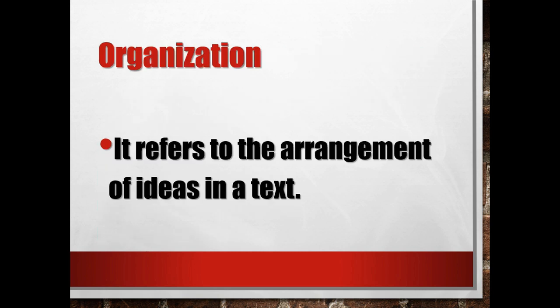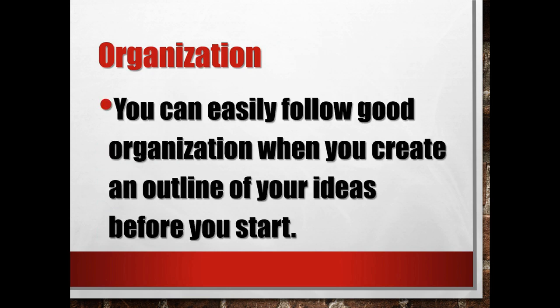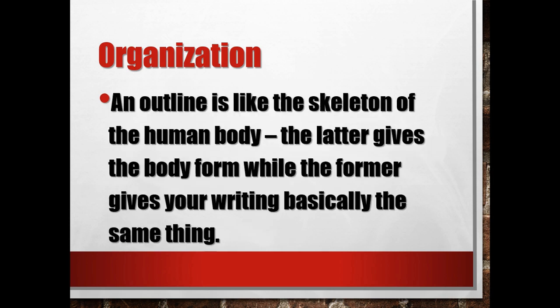Now we go to organization. It refers to the arrangement of ideas in a text. You can easily follow good organization when you create an outline of ideas before you start. So when you organize ideas, you do not just put whatever comes to your brain as the first idea. That's the natural order of how you think. But sometimes the natural order of how we think is wrong. So, as you think it, you write it down first on paper, and then you start fixing your ideas.